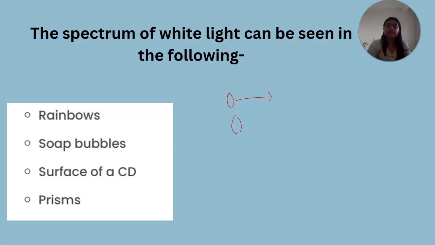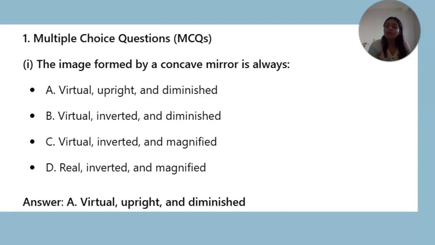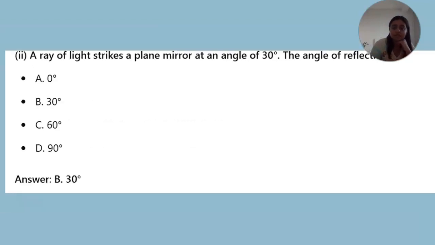Okay, so this spectrum of white light, since we are calling the sun's light white light, can be seen in the following ways: either in the rainbow, soap bubble, surface of a CD, or prism. The image formed by a concave mirror is not always virtual, upright and diminished; these are not the clear images formed by the concave mirror. So virtual, upright and diminished.